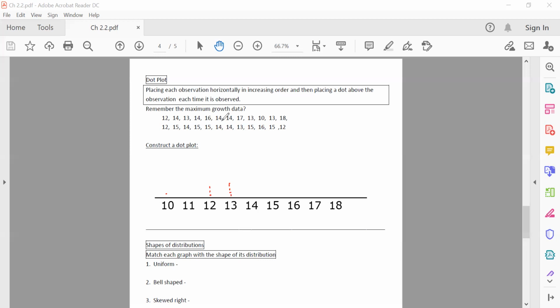1, 2, 3, 4, 5, 6, 7. 7 14s. It's good enough for government work, as they say. 15, we got 1, 2, 3, 4, 5 15s. 16s, we've got 1, 2 16s. 17, we've got only a single 17. 18, we've got just the 1.